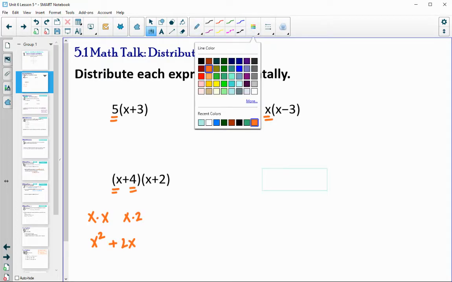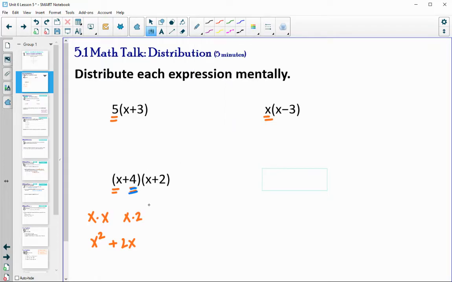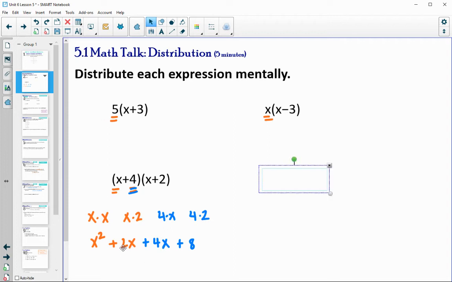Then distributing the 4, so you'd be multiplying the 4 times the x, so that'd be a positive 4x. And then multiplying the 4 and the 2 and getting 8. But so you distribute each of those in. And now you could put these together because they're like terms. So you'd end up with x squared plus 6x plus 8.